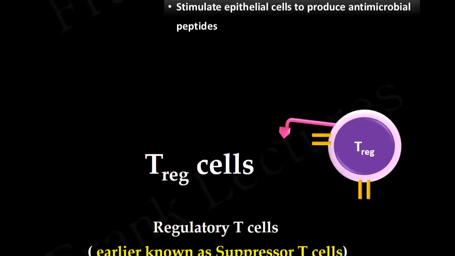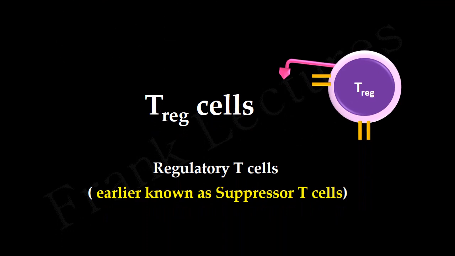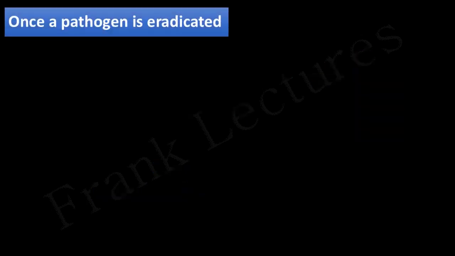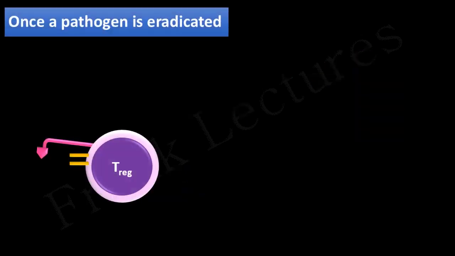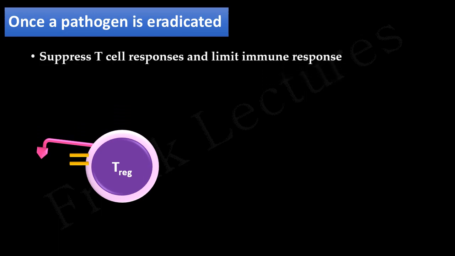Regulatory T cells. Formerly these cells were known as suppressor T cells. Once a pathogen or infection is eradicated or made harmless by the immune system, regulatory T cells limit the tissue damage caused by the immune response. They are so called because of their function to suppress T cell responses and limit the immune response. Thus they are involved in preventing autoimmunity.